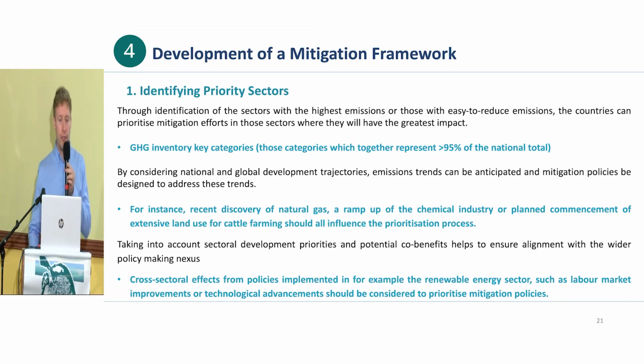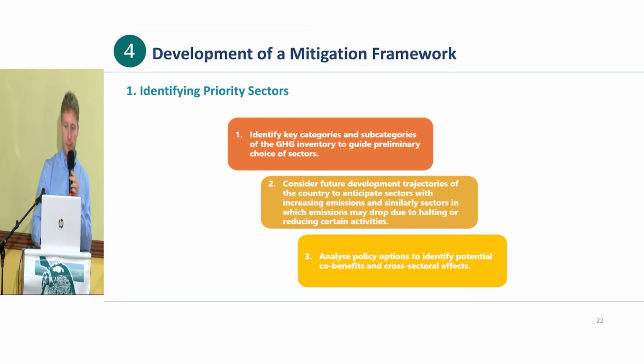And as well, cross-sectoral effects. That was the example that I mentioned with the hydropower, right? Renewable energy sector, we need to check, are there potential labor market improvements, technological advancement? If we pour money into the sector, is it likely that the skill, the capacity, and the resources will remain in that sector, or will it be bought up? So all of this should, of course, be feeding the identification of priority sectors to kind of say, okay, this is where I will focus my resources to reduce emissions. This just shows what I just explained. So key categories, future development trajectories, and policy options for potential co-benefits.